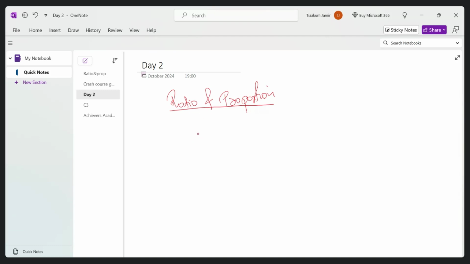For example, A to B is given as 1:2, and B to C is given as 3:4. If they ask us to find A is to B is to C, the ratio, how do we find it?